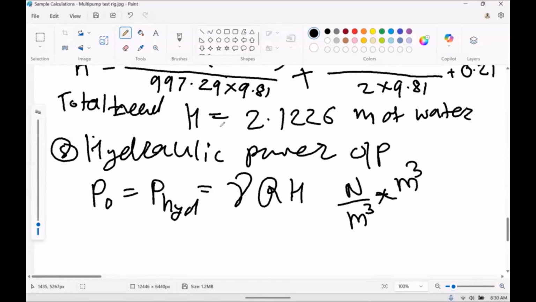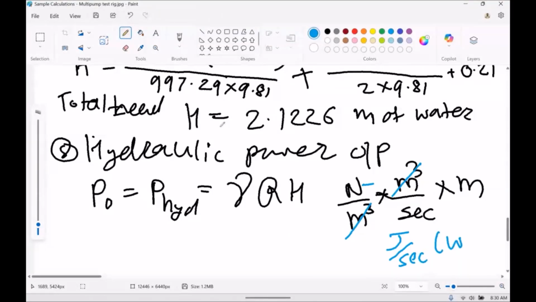Volume means meter cube. Rate means per second. Volume flow rate. And what is the head? Meter. This meter cube gets cancelled. Newton meter is called joules per second, and joules per second is called watt. The unit of power is watt.